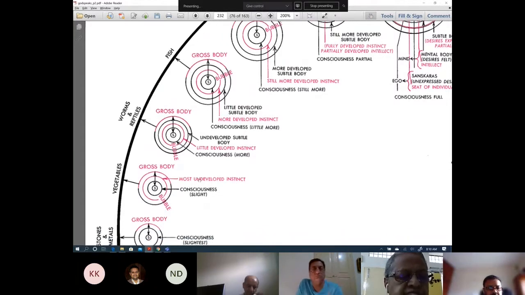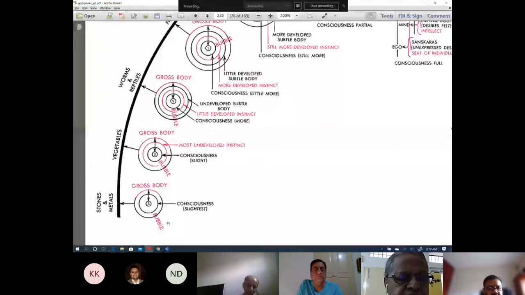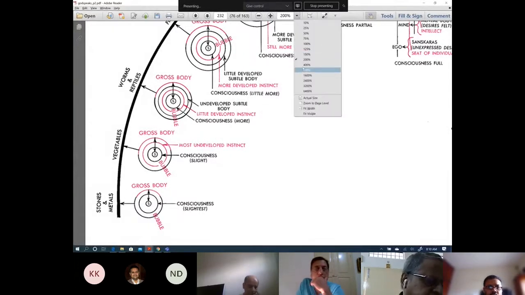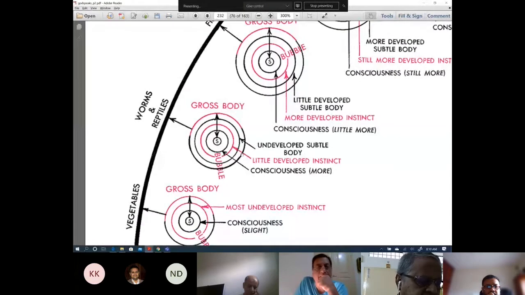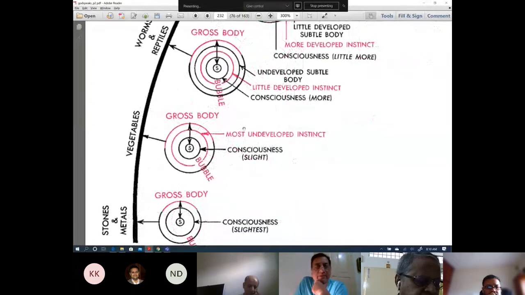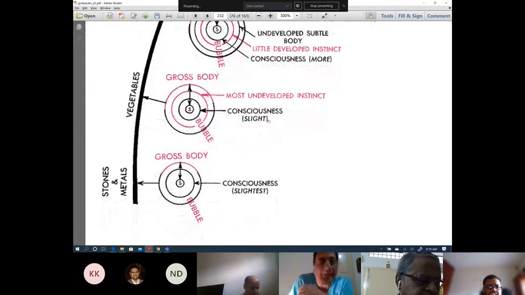Okay, so I think what I suggest is I will just read out what's on the diagram and also show the diagram on the screen, and maybe that will help us understand a little more. Is that fine? Yeah. What is the meaning of vegetables having just the instinct and not the subtle body? Can you explain?